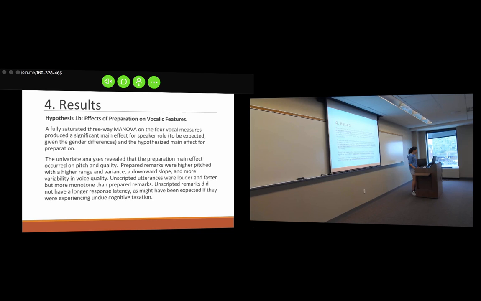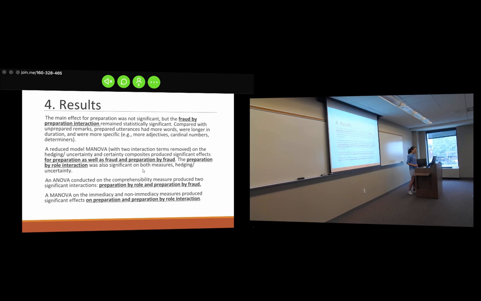And another ANOVA analysis, which is not multivariate, which is a univariate analysis, on the comprehensibility shows that there are two factors that impact the comprehensibility of the speaking, which are preparation by role and preparation by fraud, which are two interactions.